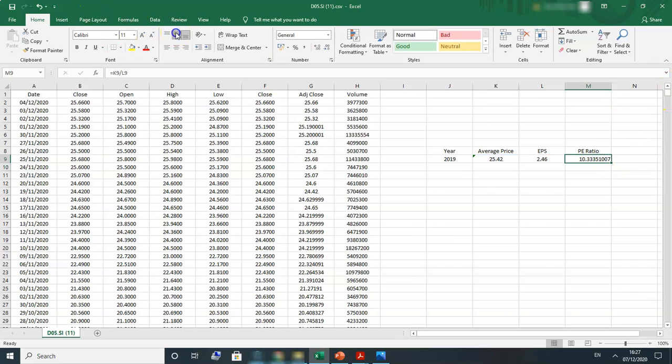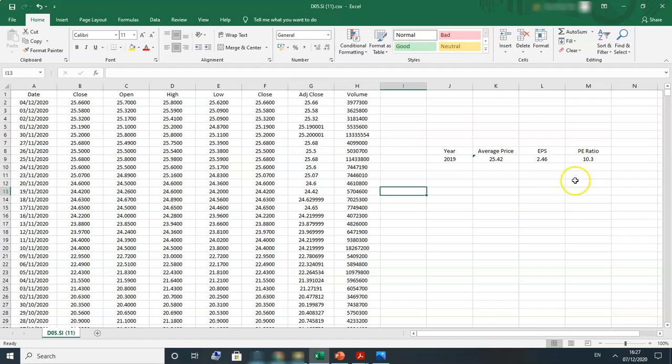And perhaps just one decimal place will do. From here, we can get the PE ratio for the year 2019. And if we work for the other years, then of course we can get all the PE ratios, and if we add the PE ratios all together, then we can find out the average PE historically.